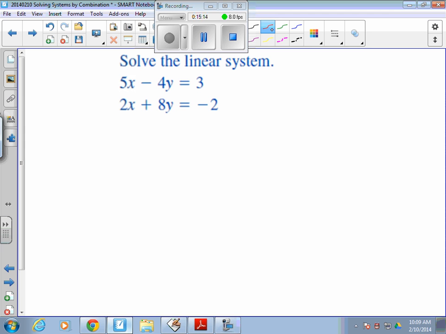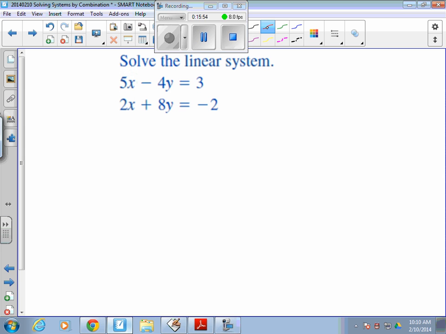Okay, so as we look at this problem, you're going to either want to get opposite terms here out of 5 and 2. When you count multiples of them, 5, 10, 15, 20, the first one they come to that they both share is 10. So we'd have to make 5x into 10x, and we'd have to make 2x into 10x, and one of them would have to be negative. Or you could look at the second variable term. You have negative 4y and positive 8y. One of them's already negative, and they both go into 8. So in this case, it makes more sense to only change the first equation.